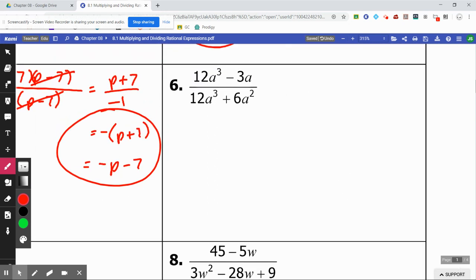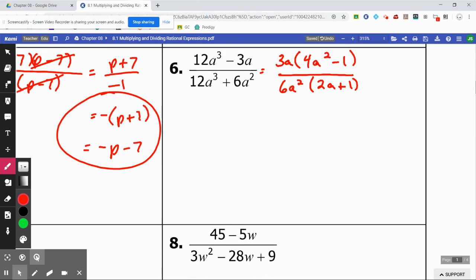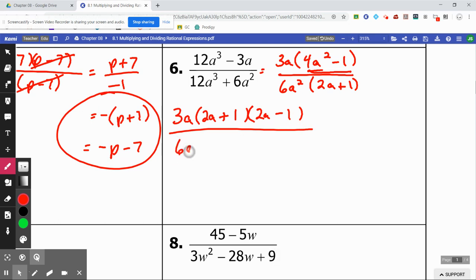Number 6, we're factoring a 3a out of the top. That leaves you with a 4a squared minus 1. You're factoring out a 6, the lowest power of a is a squared on bottom, and that leaves you with 2a plus 1. Nope, 2a, yes, that's right. This is difference of squares, so it'll factor again, so leave the 3a, and then two sets of parentheses. Difference of squares factors into conjugates. 2a times itself gives you 4a squared. 1 times itself gives you the 1. On bottom, you have a 6a squared and a 2a plus 1.